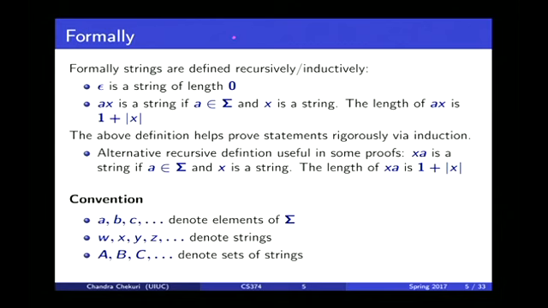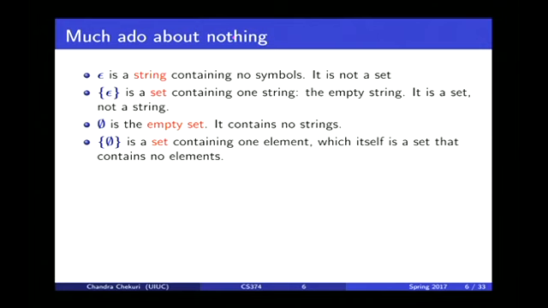Okay, convention. Again, we are here at meta level. We'll use a, b, c, the initial part of the English letters, to denote letters of the alphabet, and we'll use w, x, y, z for strings. It's just a convention, and we'll use A, B, C, the capital letters, to denote sets of strings. Okay. Just to make sure that we understand epsilon, right?